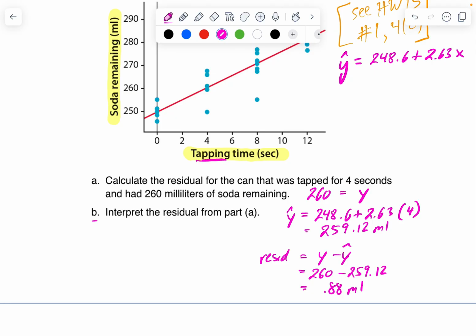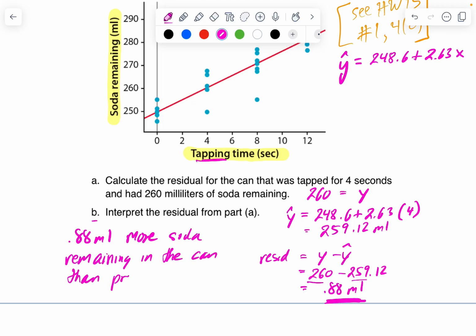Okay, so as we interpret the residual, it's a positive number, okay? So if you compare the actual to the predicted amount, we could say that there was 0.88 milliliters more soda remaining in the can than predicted.